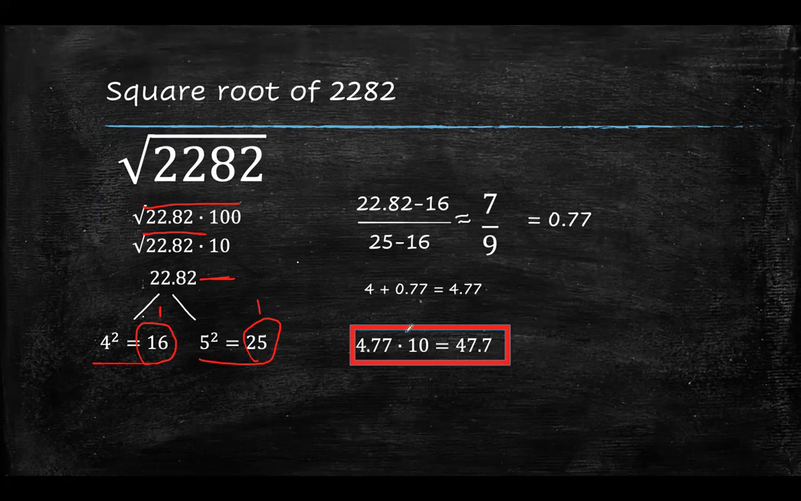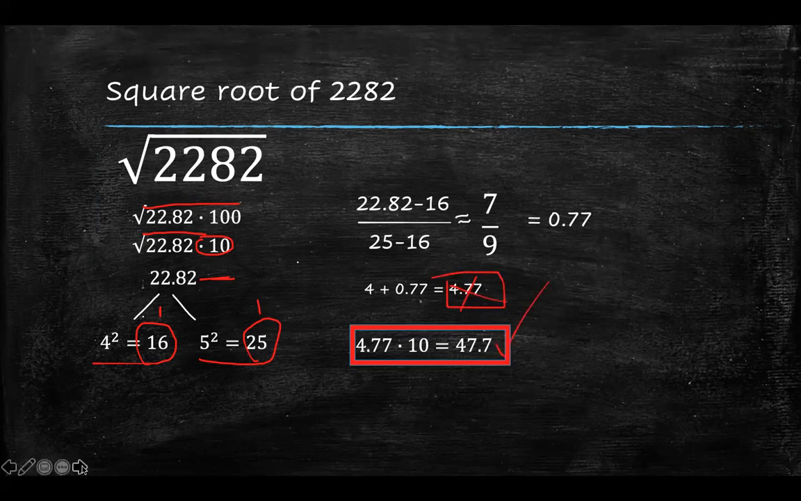Now, the reason you're multiplying by 10 is because here you promised them that you would multiply by 10 at the end. So that's what you're doing. 4.77 would be an invalid answer. 47.7 would be the correct answer.